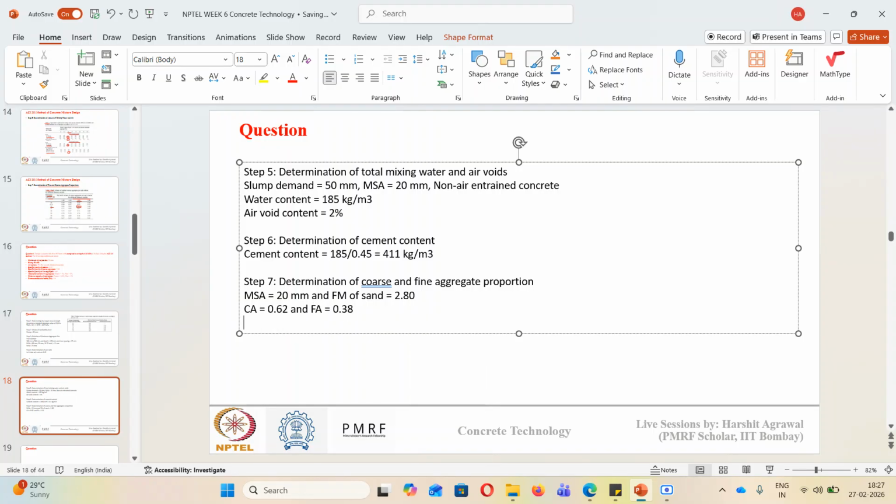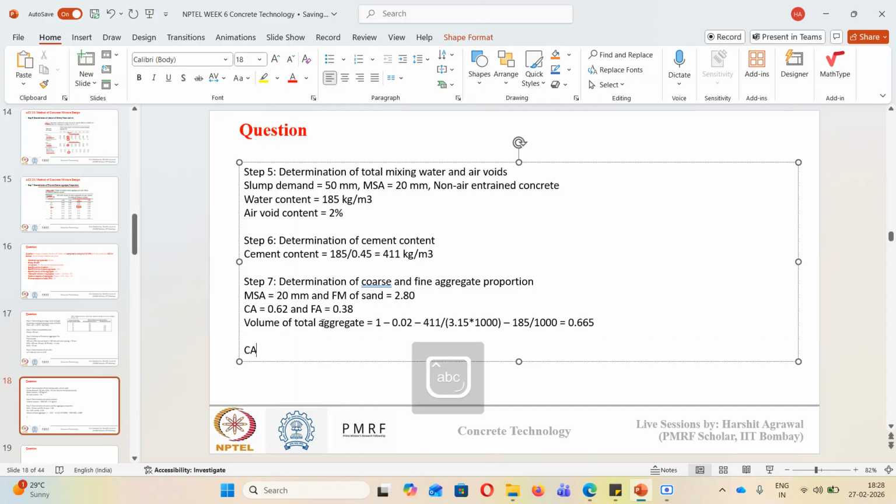First we need to find the volume of total aggregates. What is the volume of total aggregate? It is nothing but 1 minus 0.02, which is air voids, minus 411 divided by 3.15 into 1000, that is the volume of cement, minus 185 divided by 1000, that is the volume of water. It will come out to be 0.665.